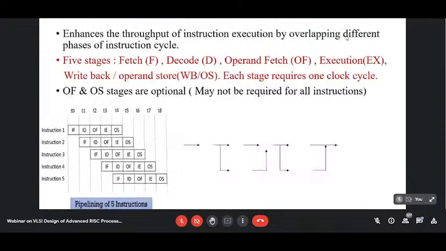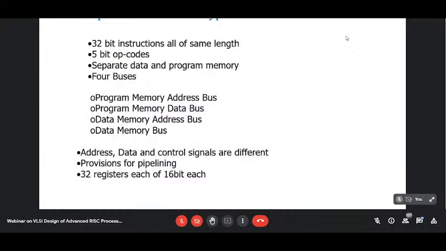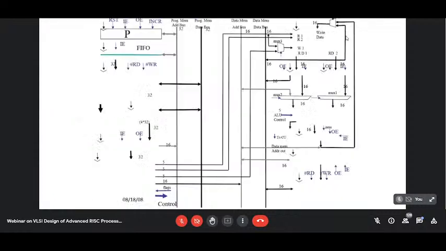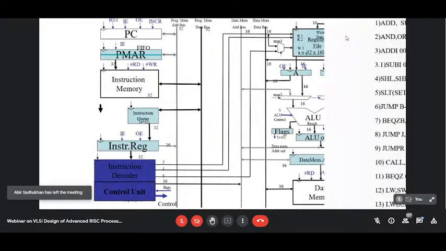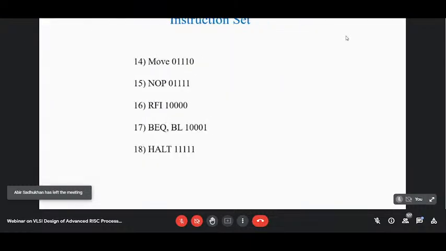So this is all about the RISC architecture. There are a large number of registers. Then you have to find out what is the size of the program memory and data memory. And here the instruction set was designed.